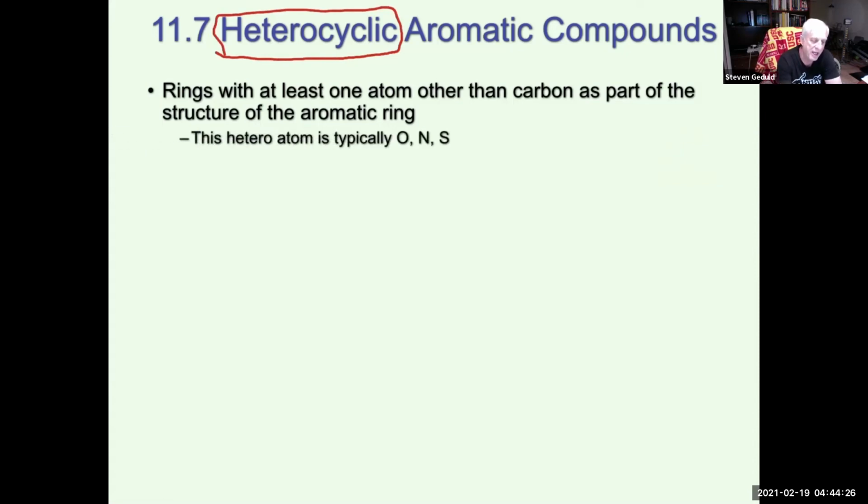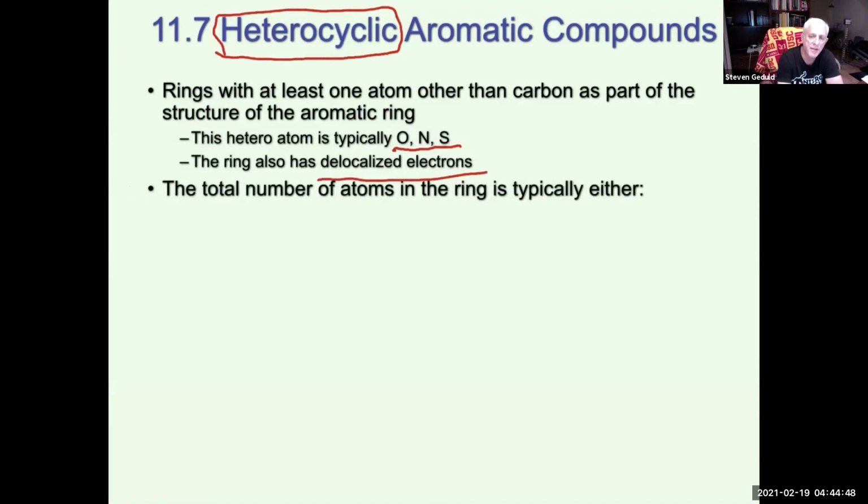Okay, the hetero atom is usually oxygen, nitrogen, or sulfur. That's the one that gets replaced inside the ring, because those allow for multiple bonds. The ring also has delocalized electrons, just like our benzene ring, to make them stable. It forms those pi electrons above and below the ring. The total number of atoms in the ring is going to be either a 6-membered ring or a 5-membered ring. So you're going to have 6 or you're going to have 5 elements in the ring.